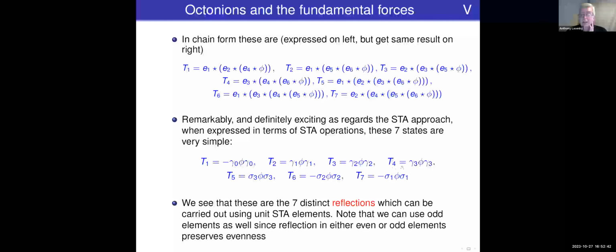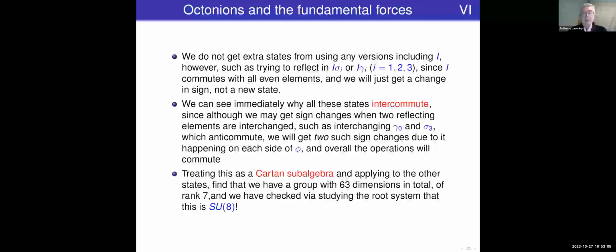T2, well, actually, these are just the reflections in the gammas, and 5, 6, and 7 are reflections in the sigmas. So, in fact, these are the 7 distinct reflections, I'll explain why that is, which can be carried out using unit STA elements. And we can use odd elements as well, since reflection in either even or odd elements preserves evenness. Why are these the only states?